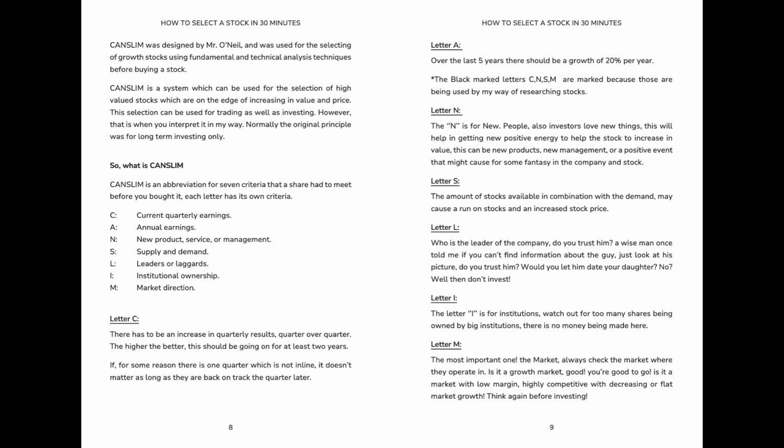So what is CANSLIM? CANSLIM is an abbreviation for 7 criteria that a share had to meet before you bought it. Each letter has its own criteria. C: Current quarterly earnings, annual earnings. N: New product, service, or management. S: Supply and demand. L: Leaders or laggards. I: Institutional ownership. M: Market direction.